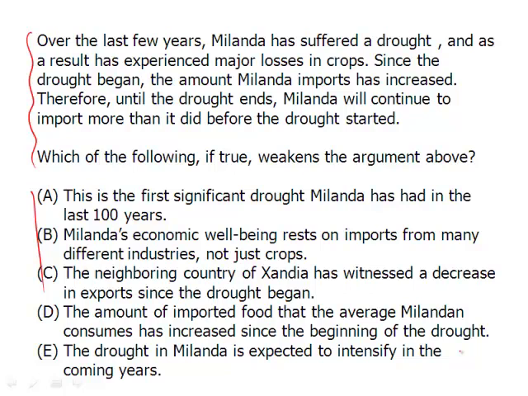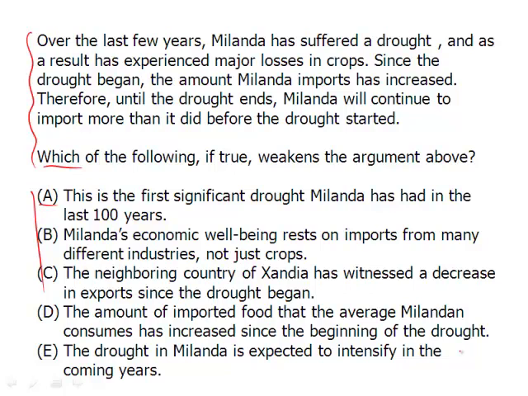Your job is to read this question and anticipate the gap, thinking, wait a second, they're assuming that the drought is causing the imports to increase. Maybe it's something else. That's all you really have to do once you've identified the gap. Then you read the question: which of the following, if true, weakens the argument above? And so now we want to identify which one points to this Z.